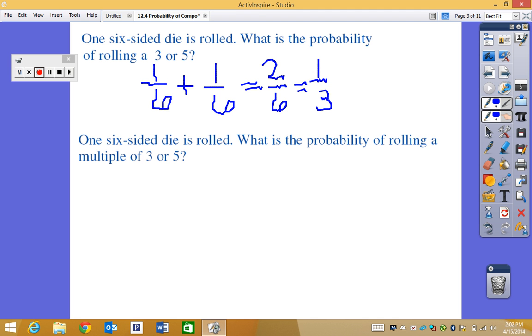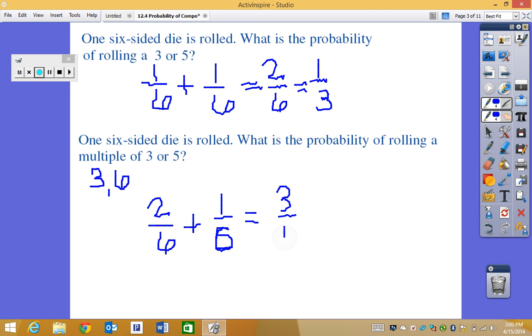In the next example, we have one 6-sided die that is rolled. What is the probability of rolling a multiple of 3 or a 5? Multiples of 3 would be counting by 3s, and on a 6-sided die there would be 2 of them, a 3 and a 6. The probability of rolling a 5 is 1 out of 6, and these are mutually exclusive because they have nothing in common. So that would be 3 out of 6, or 1/2, which is 0.5 or 50%.